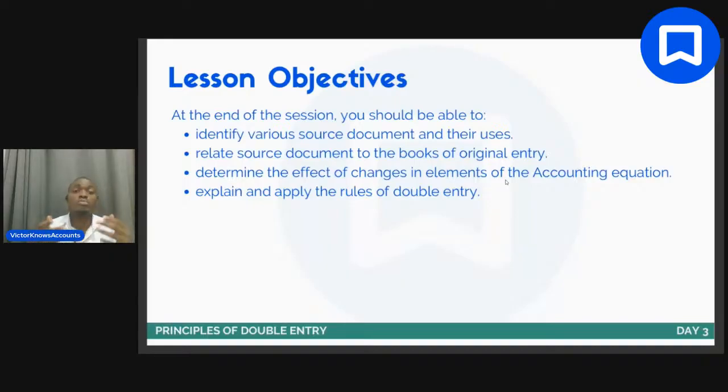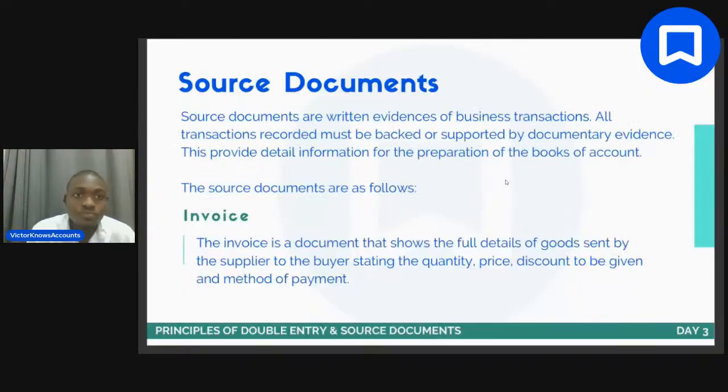All right. Then we'll go on to explain and apply the rules of double entry. So just sit back and let us enjoy the class together. It's actually nothing hard. It's nothing difficult. So, source document. Now, what are source documents? Whether you like it or not, I am sure that you have an understanding of what source documents are, however little it might be.